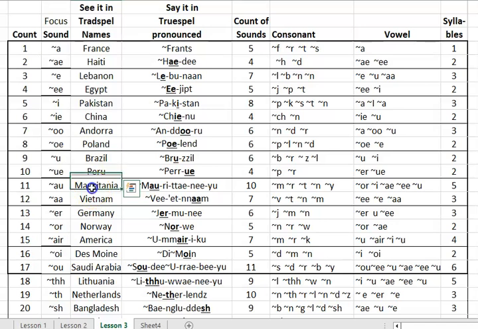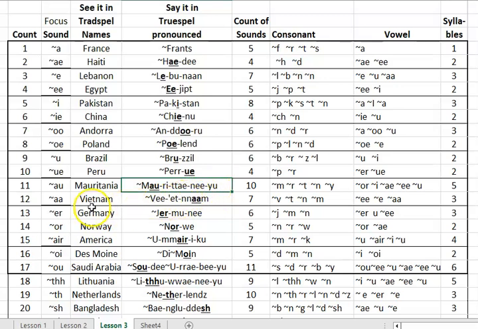Mauritania, Vietnam. Mau is spelled M-A-U here, and it's the same as in Truespel Mauritania. It sounds like Mauritania when you combine the R with it. And we have Tain, that's a stressed syllable with a double T.